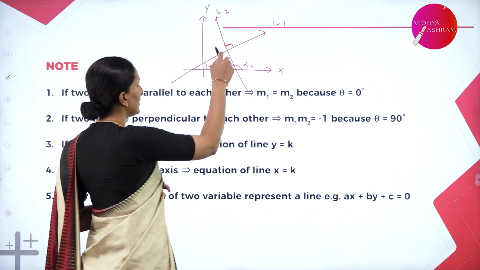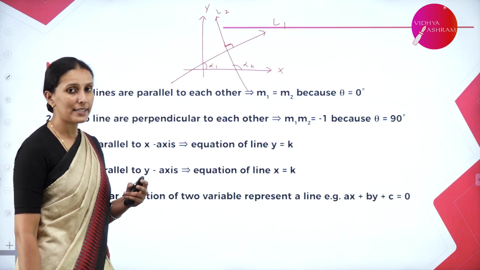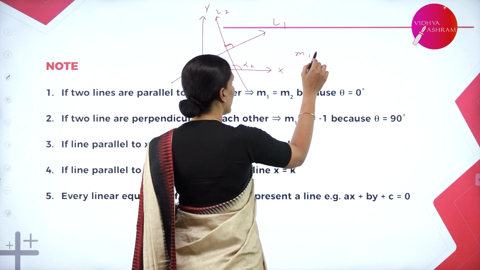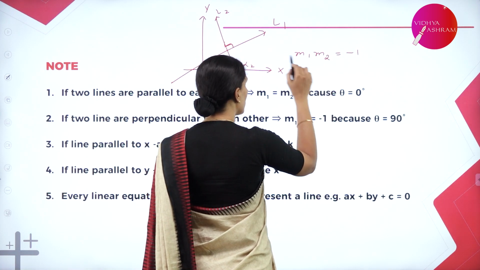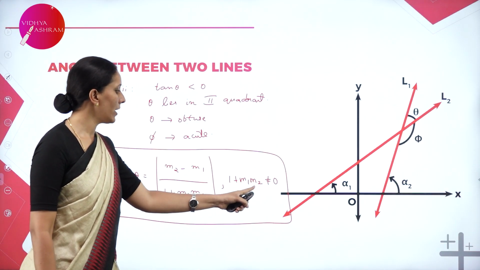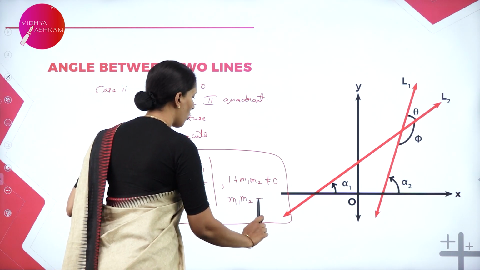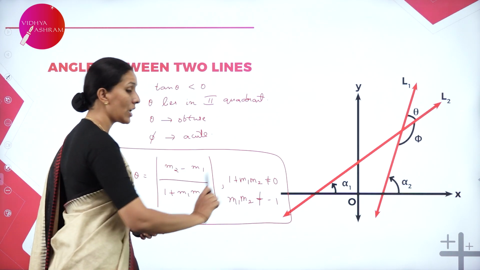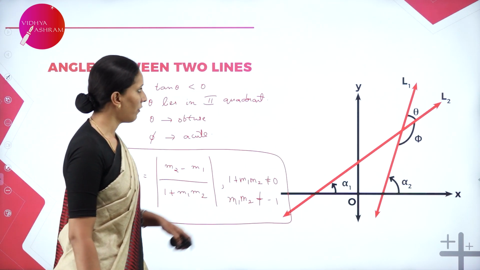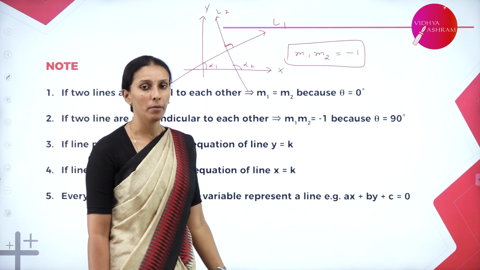In such cases, the angle between them is theta equal to 90 degrees. So whenever theta is equal to 90 degrees, then m1 into m2 will be equal to -1 from the expression above. What does it mean? If the product m1 m2 is equal to -1, then these two lines are perpendicular to each other. So therefore, for perpendicular lines, the product of the two slopes is equal to -1.